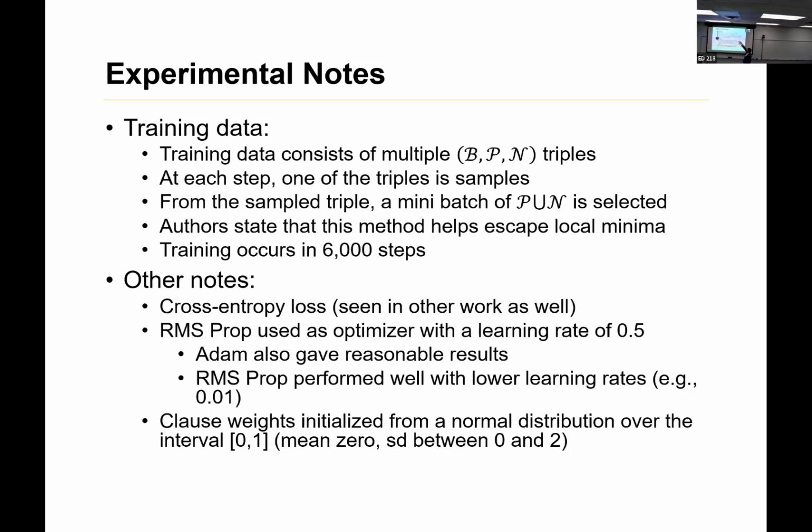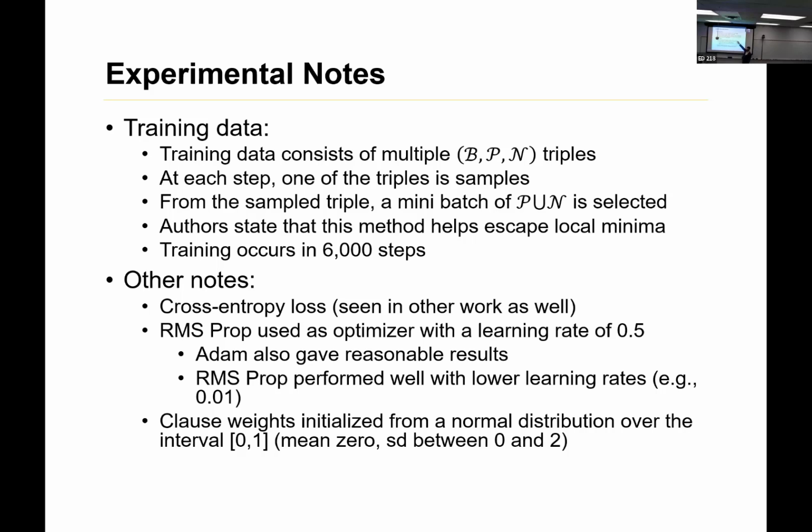So training data consists of multiple triples, so multiple ILP instances for a given problem. And at each step, one of the triples is sampled, and from the triple, they take a batch out of the positive and negative examples for that sample. And that's what they're using in a given batch. And they're saying in most cases, they're getting this done in 6,000 steps.